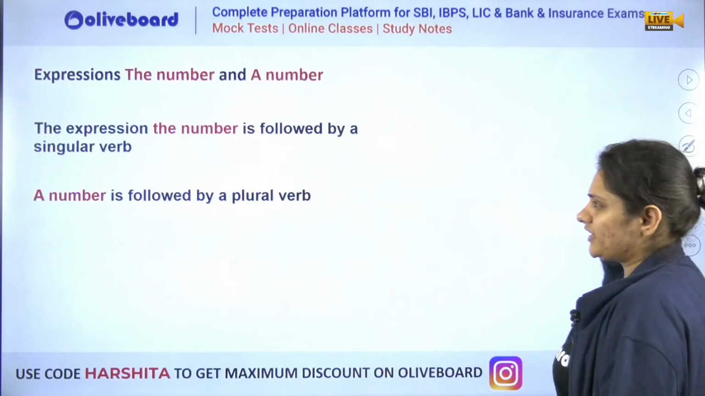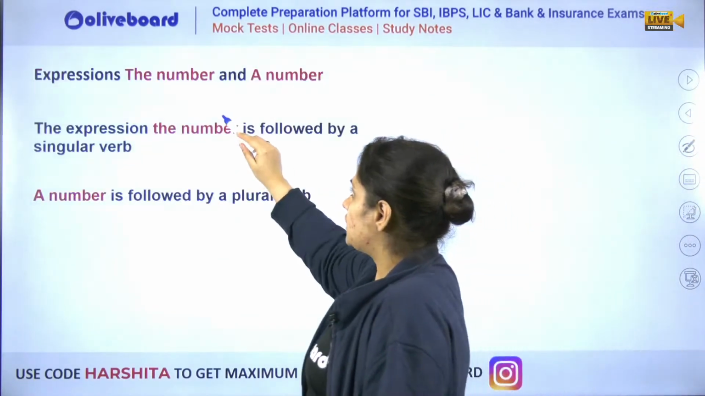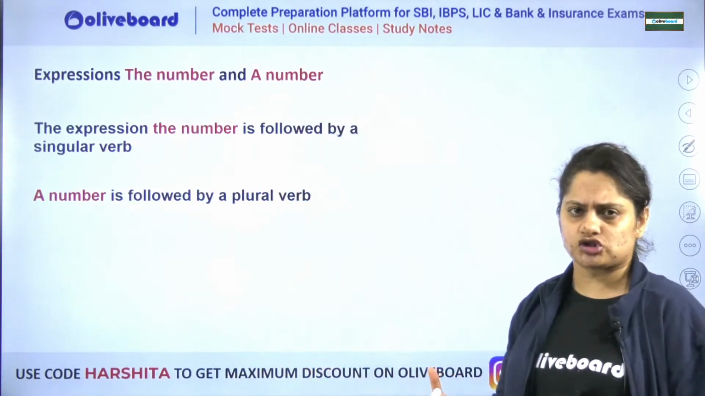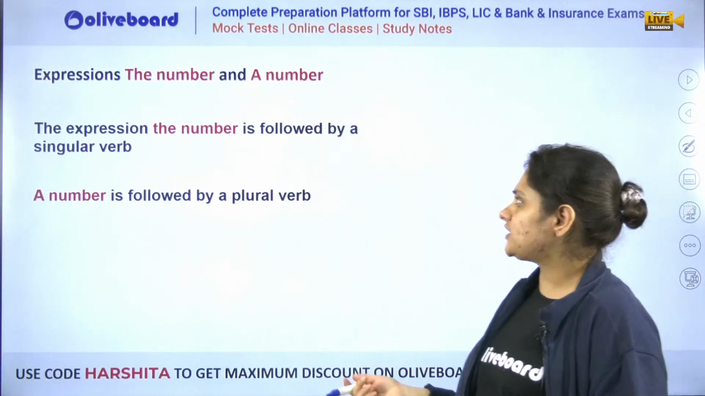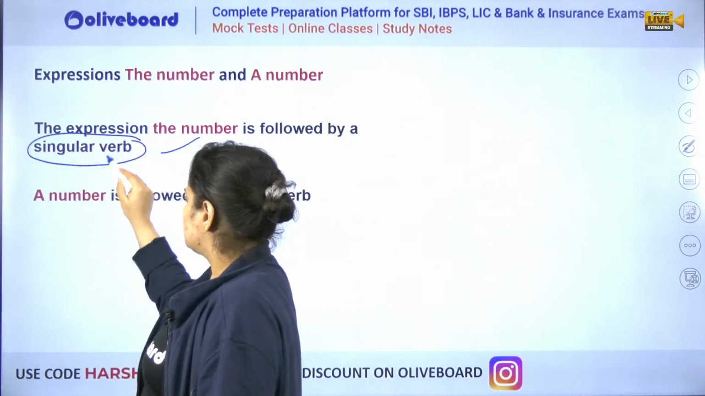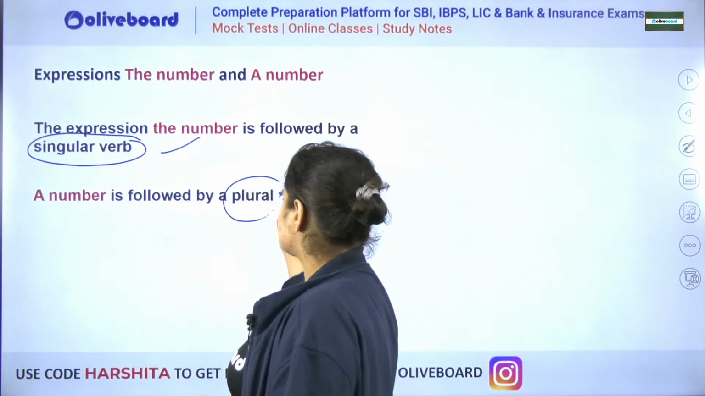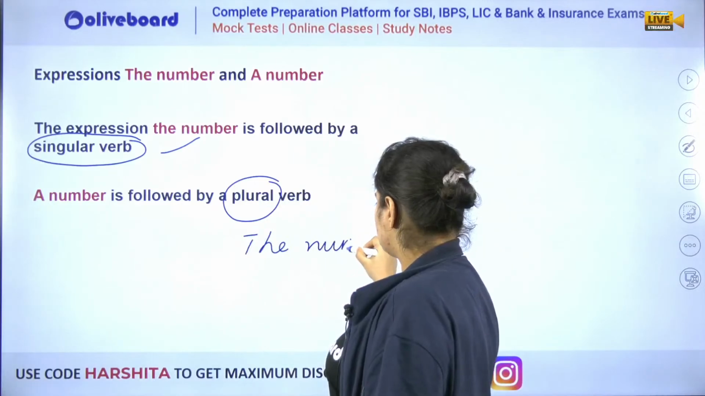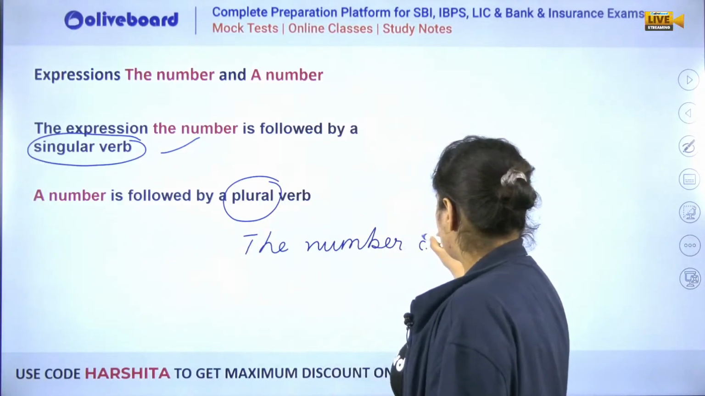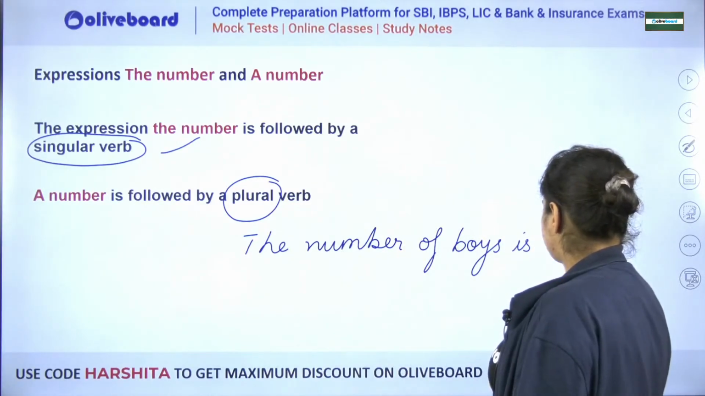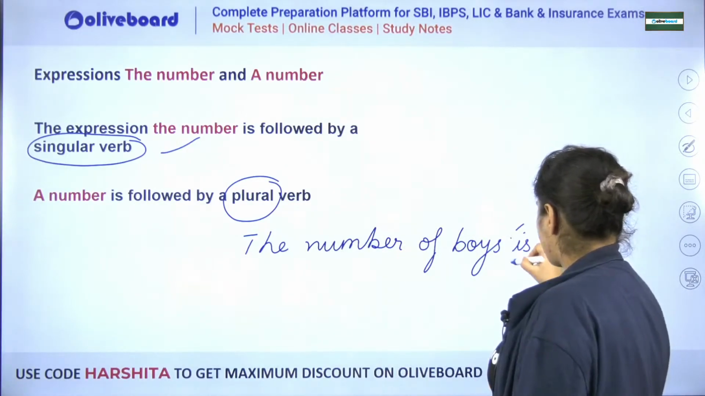Next, one very simple rule: the number and a number. This is from the verb chapter, but you will find it in questions many times. So which one is singular? Always, the number is treated as singular. Always, a number is treated as plural. For example, the number of boys is 50. Okay, why is? Because we are using the number.